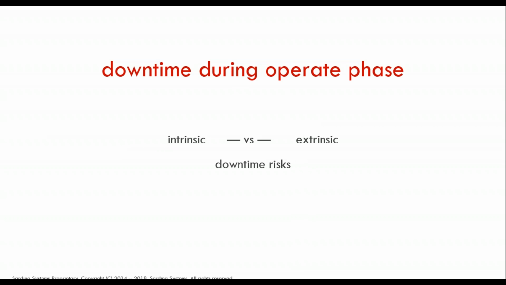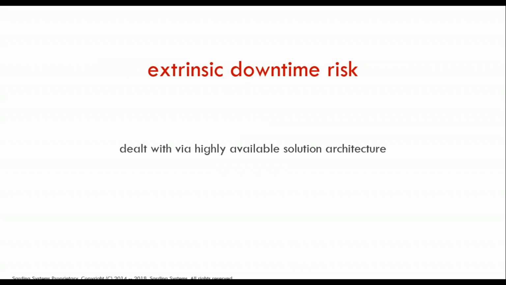So if we then take downtime during operate phase, we can further divide them into 2 types: intrinsic downtime risks versus extrinsic downtime risks. Let's first focus on the extrinsic downtime risk. Extrinsic downtime risk, broadly, we should be able to deal with them with a highly available solution architecture.